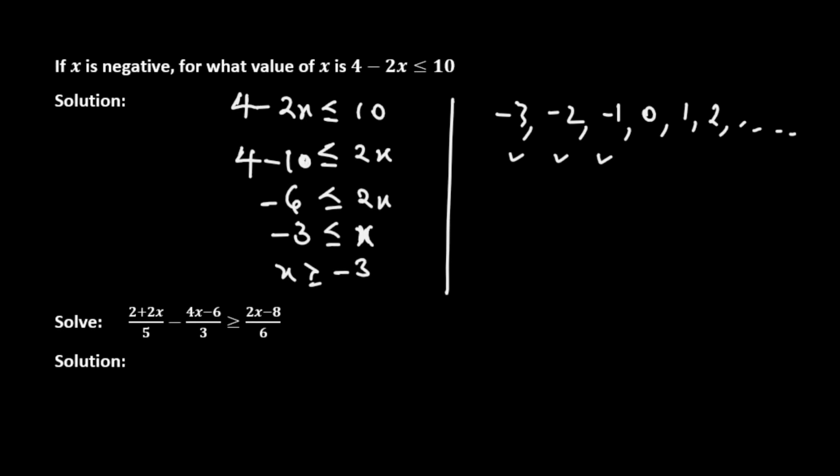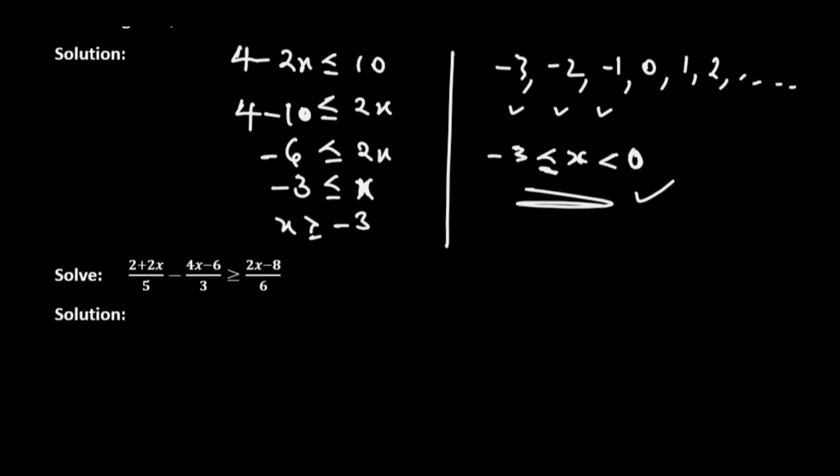But 0 is not there. So we see that the answer are the numbers between minus 3 is less than or equal to x and x is less than 0. Because minus 0 point something is also there. So the answer is minus 3 less than or equal to x and x is less than 0. That is the best answer, because we can't count 0. 0 is not a negative number. So the neutral number. The next question.